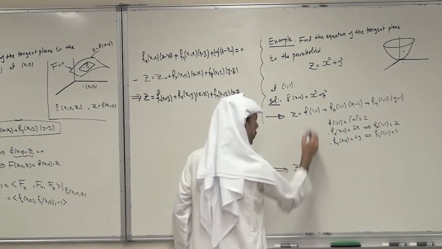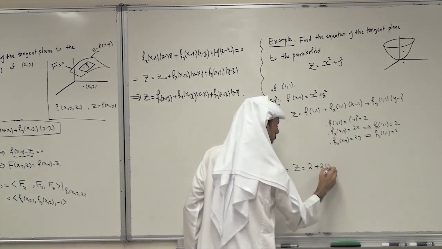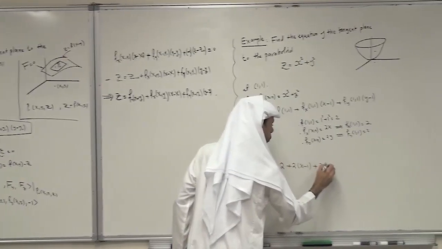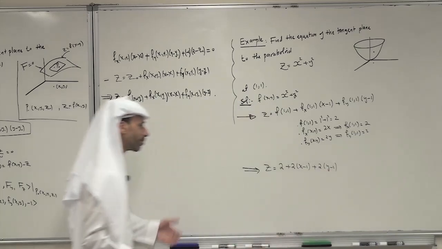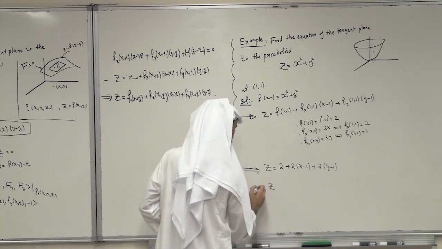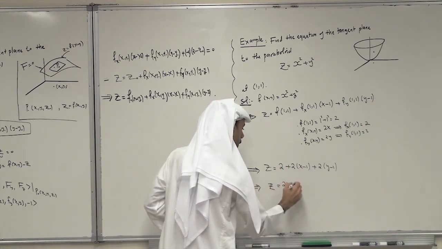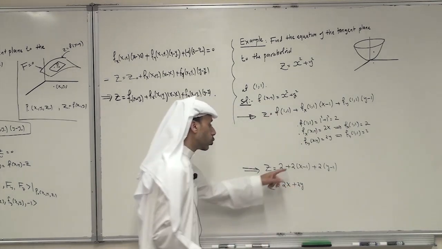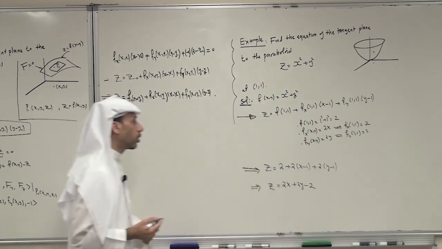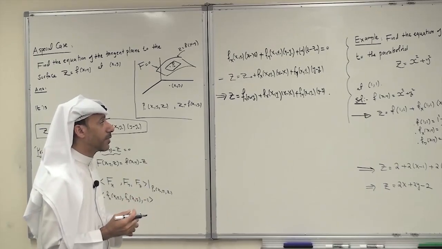z equals 2 plus f sub x, which is 2, times (x minus 1), plus f sub y, again 2, times (y minus 1). If we simplify, we get the following. So this is z equals 2x plus 2y, 2 minus 2 minus 2, this becomes minus 2. So this is the equation of the tangent plane to the given paraboloid at the given point.